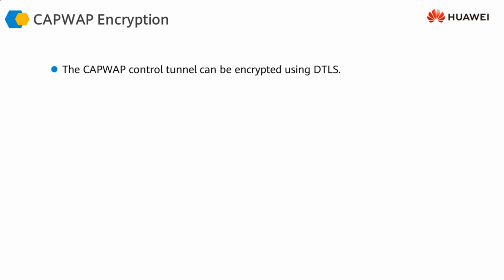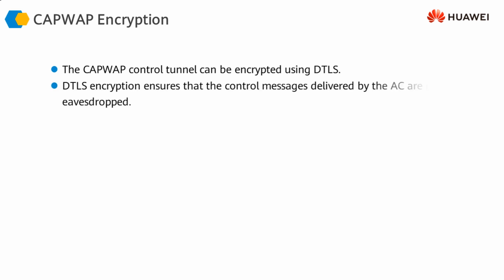So CAPWAP is the protocol. As I said earlier, it stands for Control and Provisioning of Wireless Access Points. This is the protocol used between the APs and the access controllers. DTLS encryption ensures that control messages delivered by the access controller are not eavesdropped. Obviously, if somebody tries to listen to or wiretap the communication between the access controller and the access point, that communication should be encrypted. So CAPWAP makes sure that communication is encrypted.